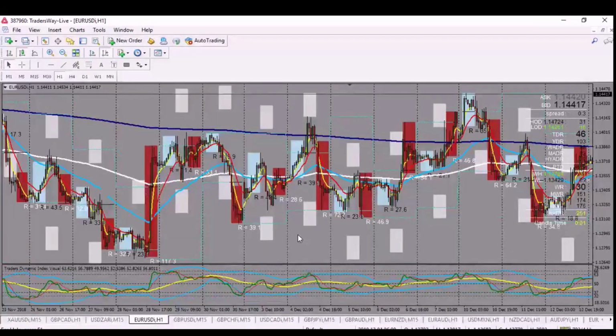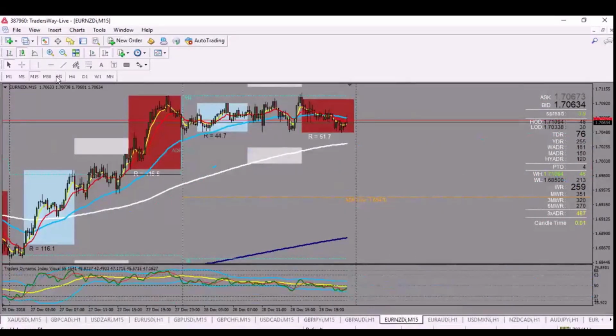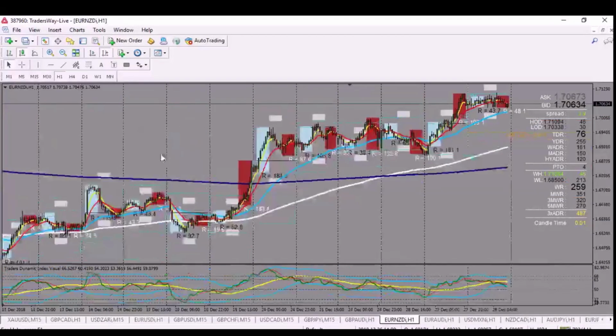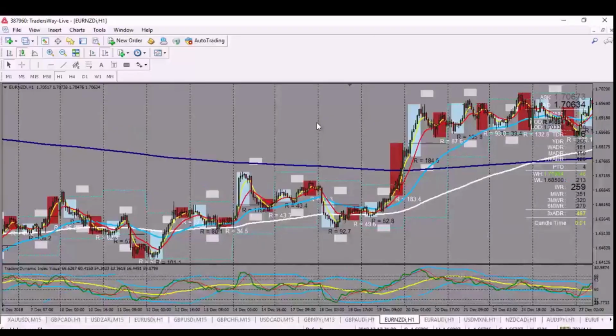So let's, for example, now go into, say, Euro NZD. Go to the 1 hour. Have some very interesting points to cover here on Euro NZD.